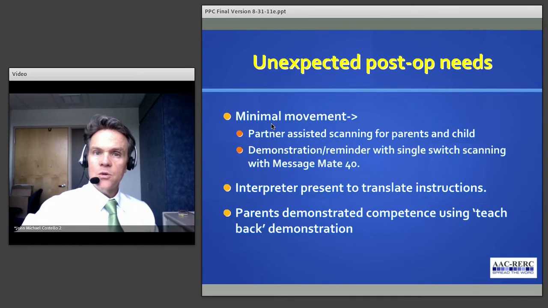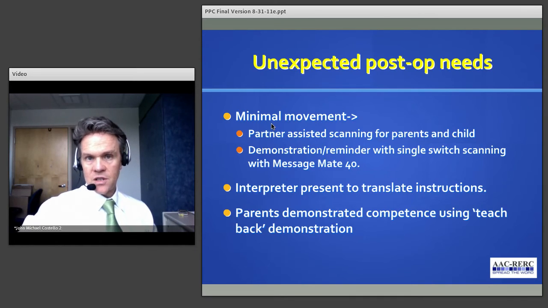Their son then used his elbow to hit a switch to answer yes, or the parents were actually quite good at interpreting his closing his eyes tightly as a yes. Also demonstrated and reminded them of how the scan would work with the device once he was able to use the switch for scanning. And indeed, as with many patients who emerge from surgery, within a few hours, he was able to independently use that switch instead of having to rely on that partner-assisted scanning.